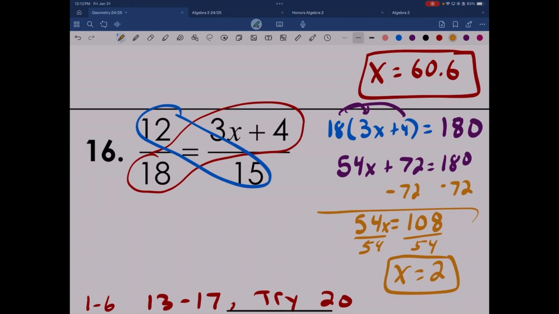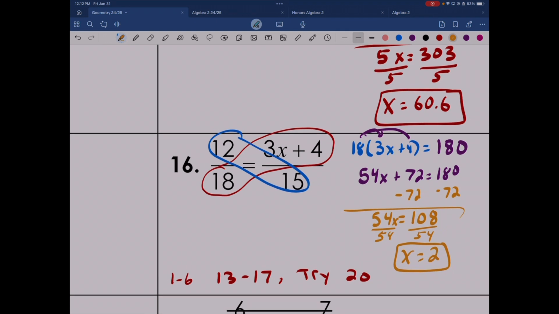Okay. So our whole goal today was to be able to write ratios and solve proportions. Are we okay? Any questions?